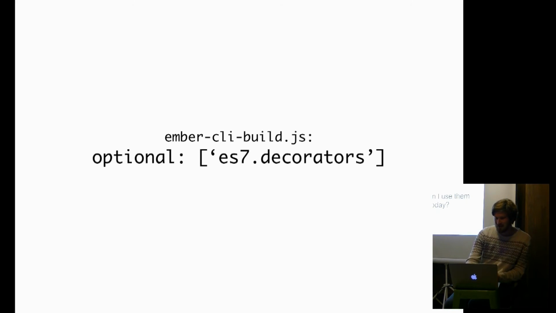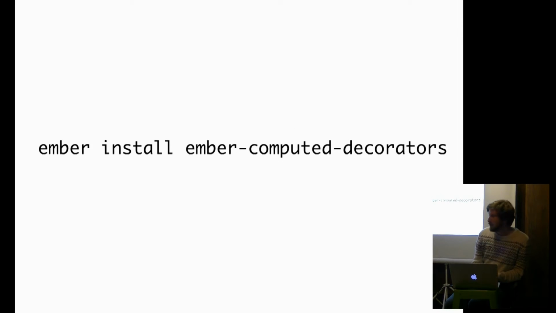Well, you have to put this snippet in your Ember CLI build to tell Babel that you want to use ES7 decorators, because Babel doesn't enable them by default, and they have a good reason for that, because it's still experimental. If you want to use the alias, sort and max decorators, then you have to install ember-computed-decorators.